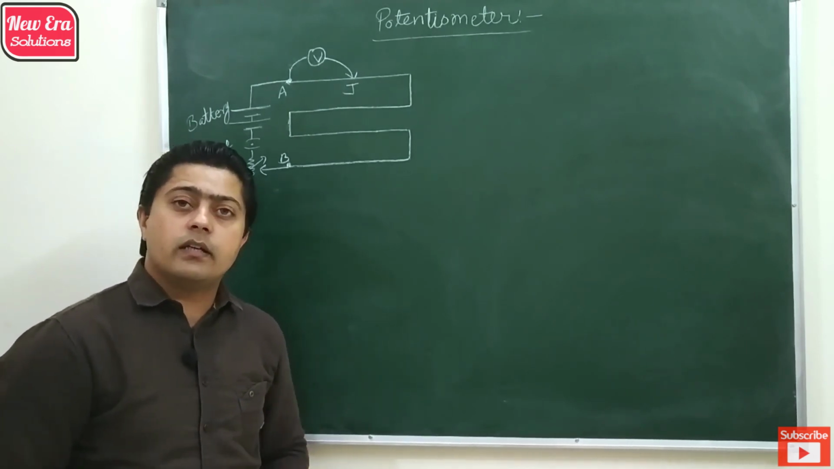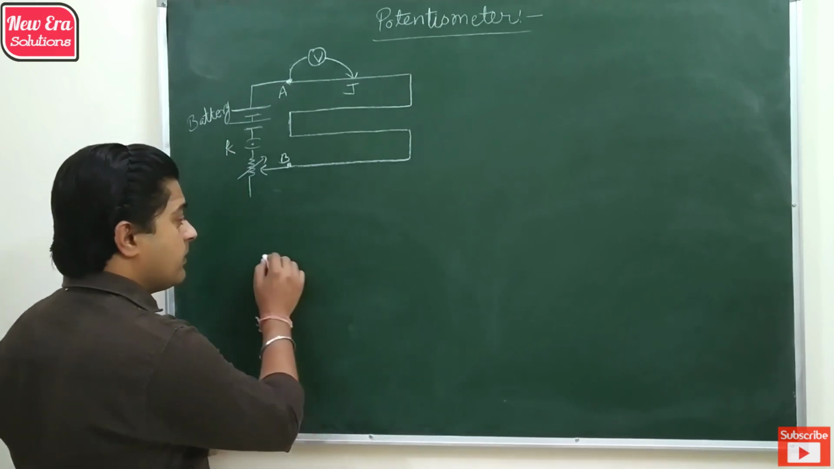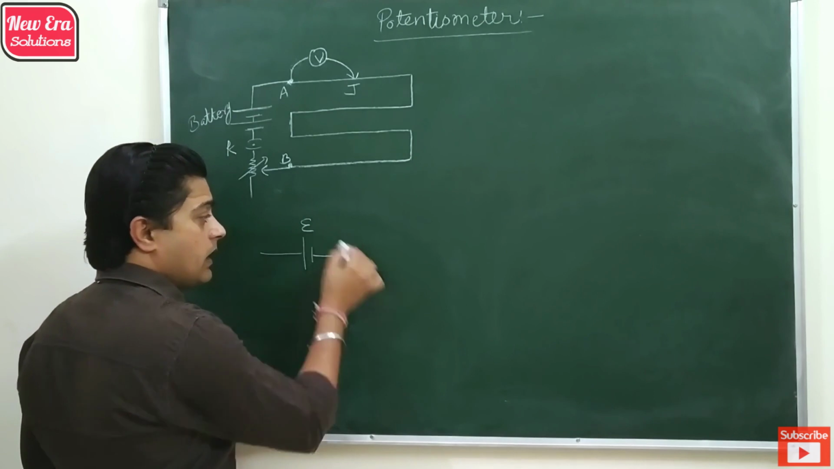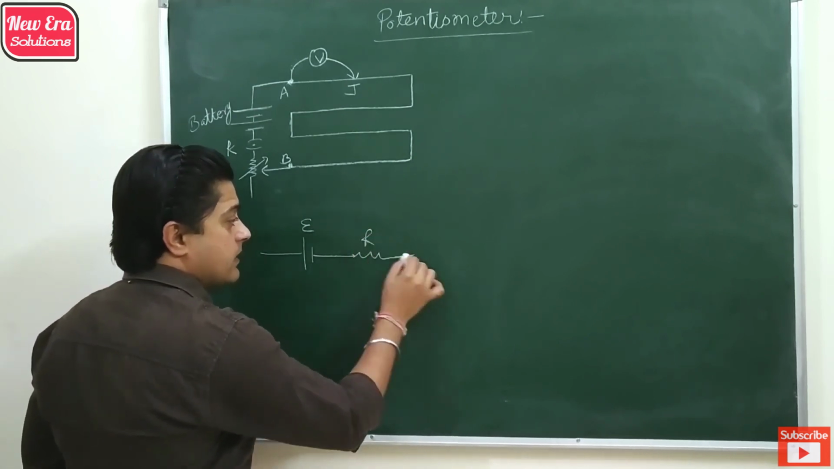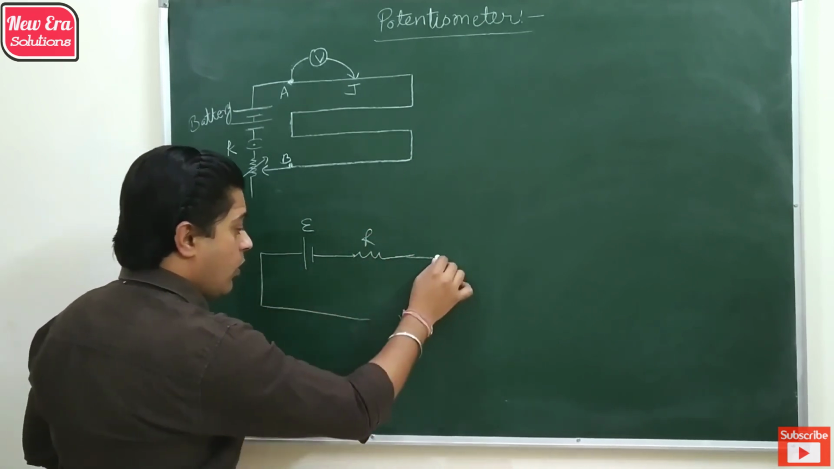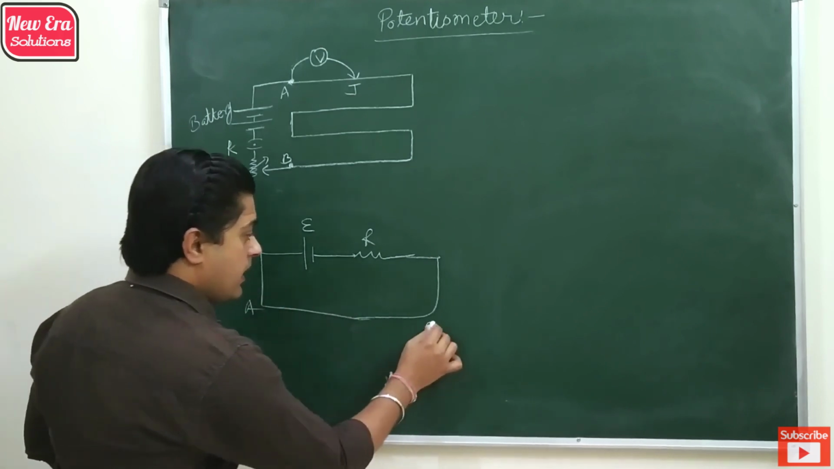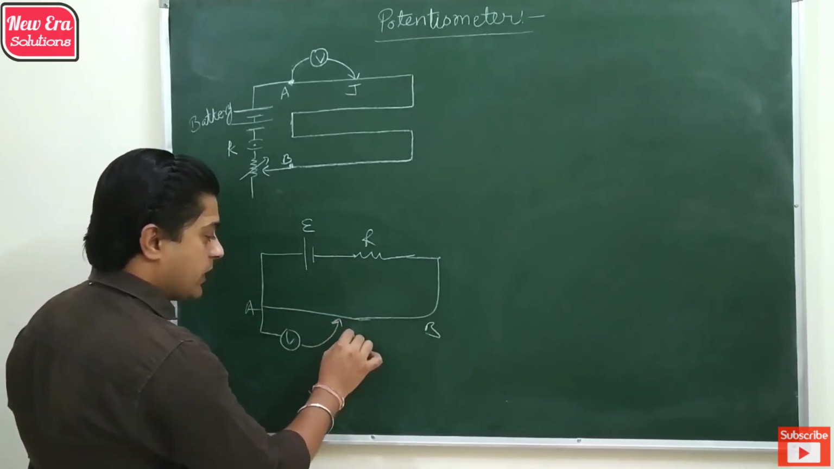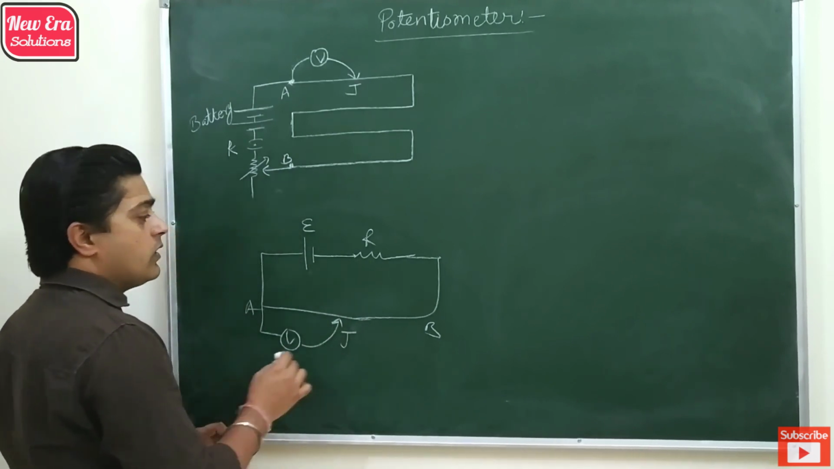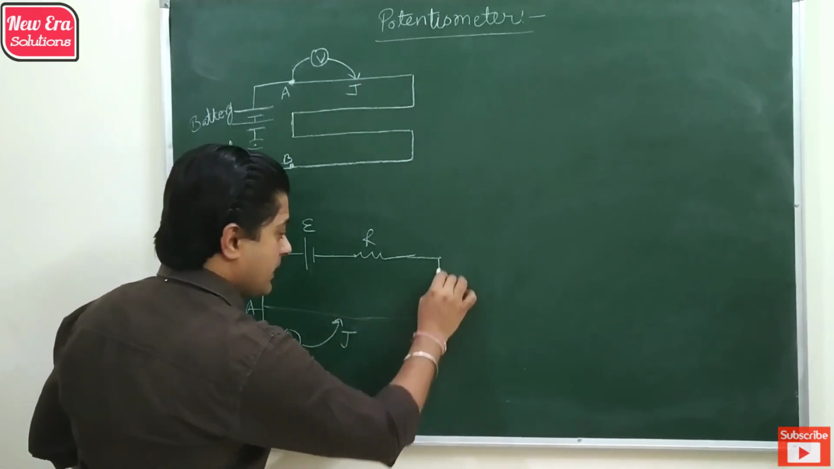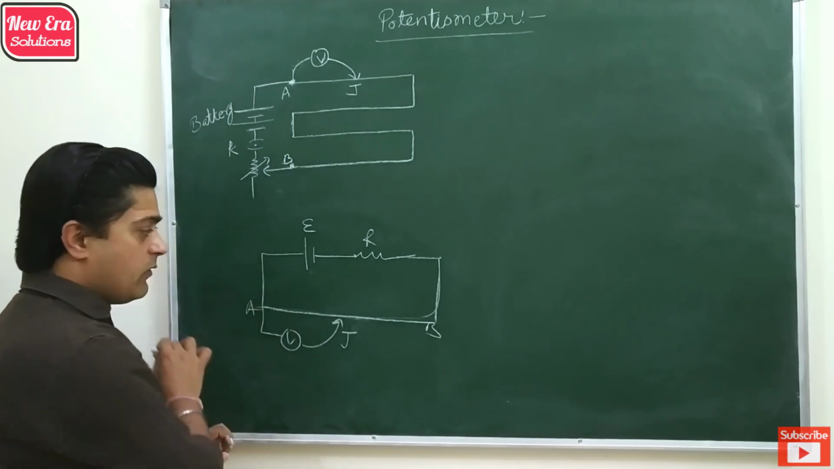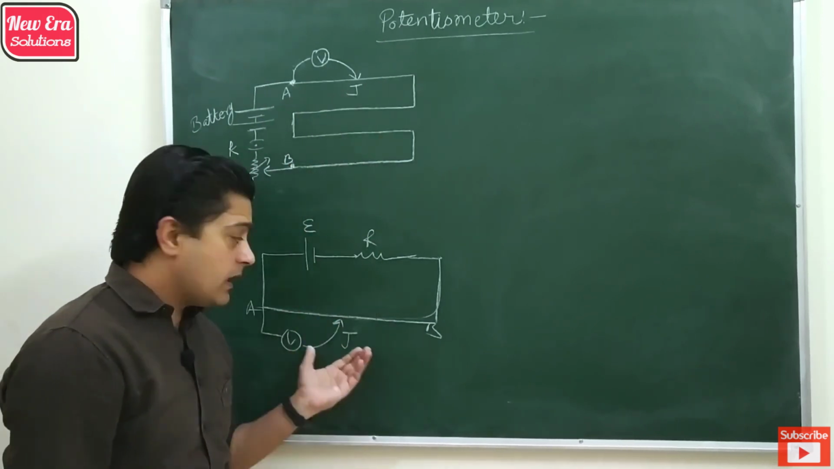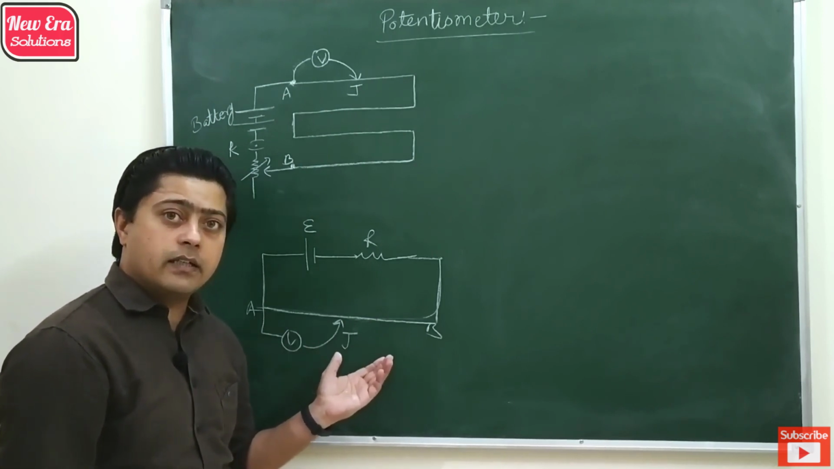But in numerical or conceptual questions, sometimes we show this potentiometer by a primary cell, an external resistance, a long wire AB and a voltmeter which shows the potential with the help of a jockey. So this is the simplest form of potentiometer, where the AB wire is stretched in the form of a straight line.